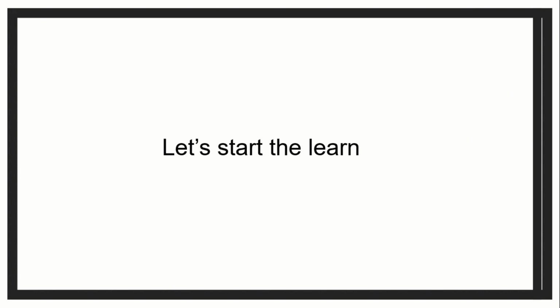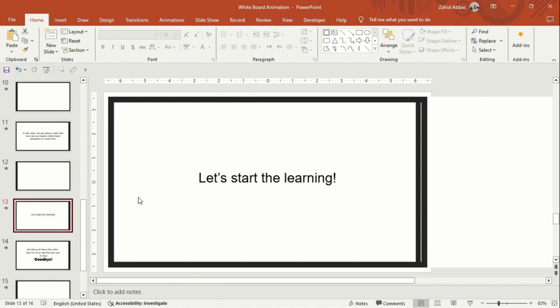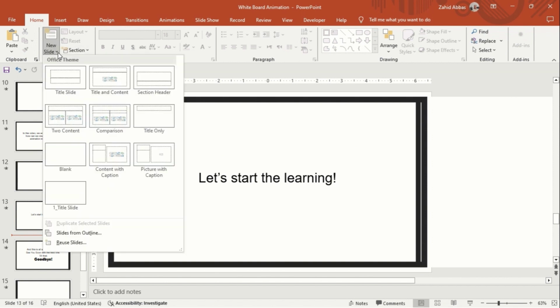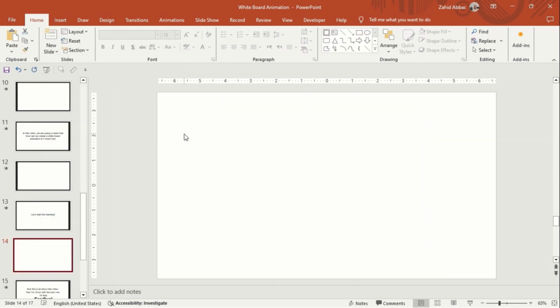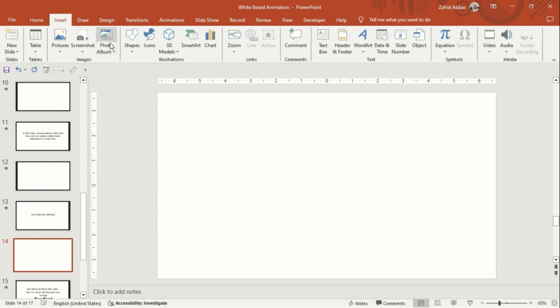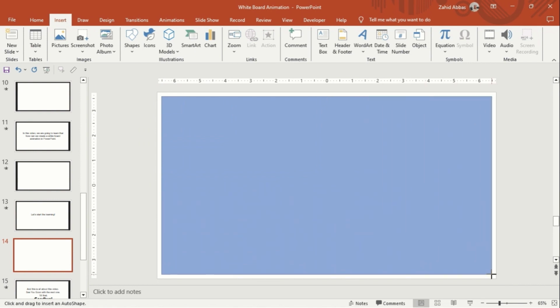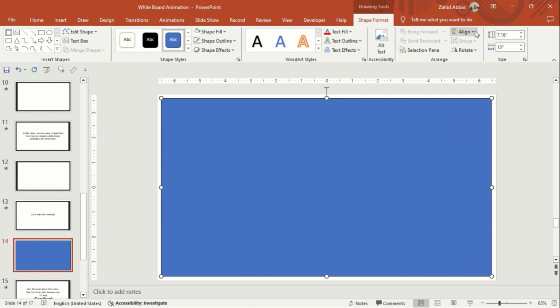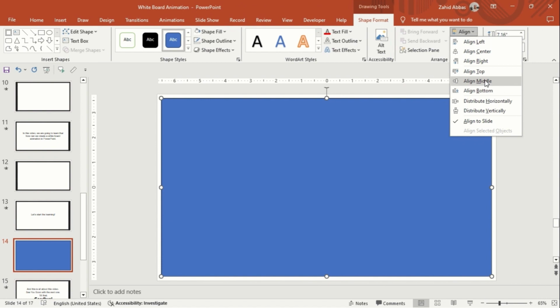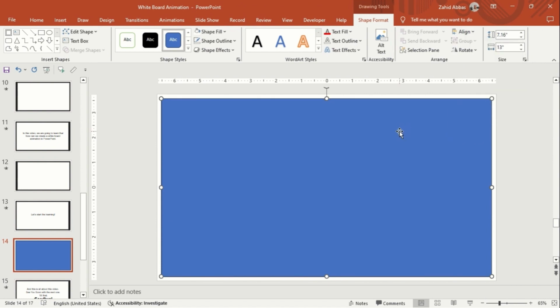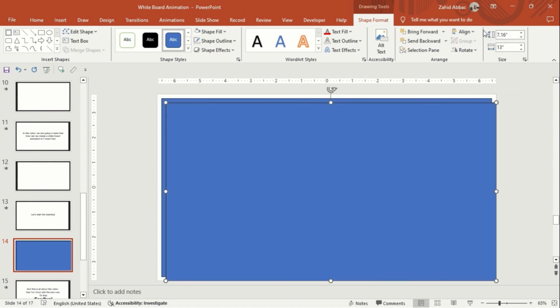Let's start learning now. Start with a blank slide. Insert a rectangle from the Shapes menu having almost the same size as the slide, leaving a little border around. Make sure to align it in the center and middle of the slide. Create its duplicate and align it in the same position.